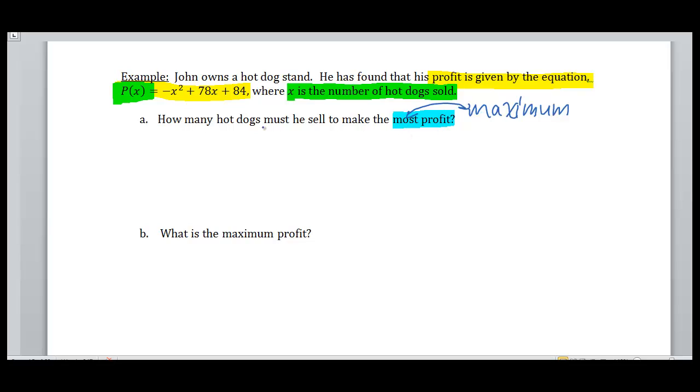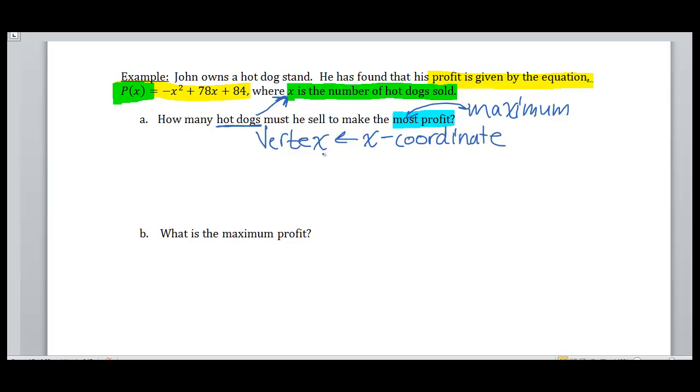All right. Now I'm trying to find hot dogs, which is given by my coordinate x, or my variable x here, right? And since I'm looking for a maximum, that's always going to happen at my vertex. So what I'm going to do is find the x coordinate of my vertex, and that's going to tell me how many hot dogs I need to sell in order to make the most profit, right?